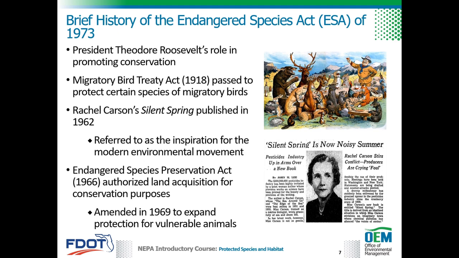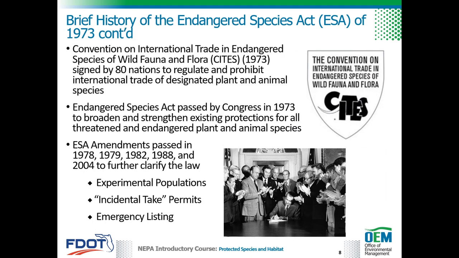Since the focus of this amendment was global in nature, an international meeting was called for to create a global agreement dedicated to endangered species conservation. This meeting was eventually held in Washington, D.C. in 1973 and resulted in 80 nations signing the Convention on International Trade in Endangered Species of Wild Fauna and Flora, or CITES. This agreement regulates and, in some cases, prohibits the international trade of designated plant and animal species.